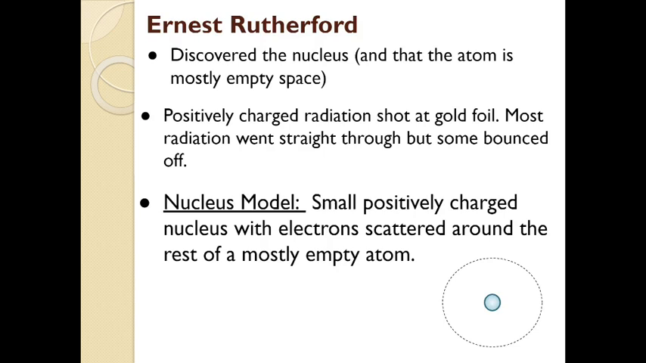So this is what we call the nucleus model. There's a very small, positively charged nucleus in the center with electrons scattered around, and these electrons are really, really small, not big enough to really deflect. You can't even see most of the dots that I'm putting down. They're just scattered around in this space. That's not really a dot that I was trying to put in there.